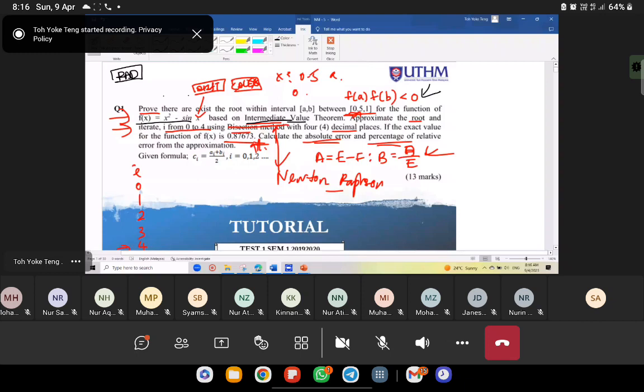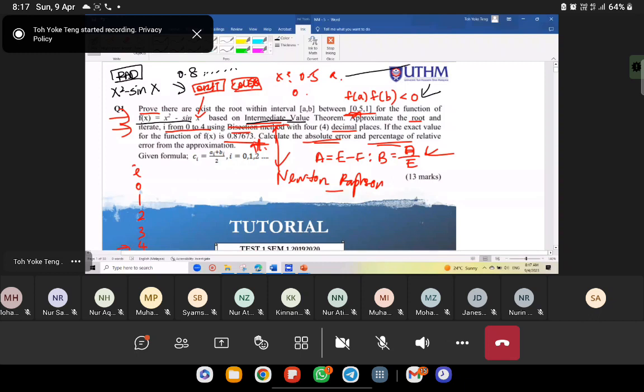From here, again the same thing, you just insert the function x squared minus sine x into your calculator, and then you just press shift calculate. So you will get the root, which is something like 0.x, 0.7-something, 0.6-something, okay?